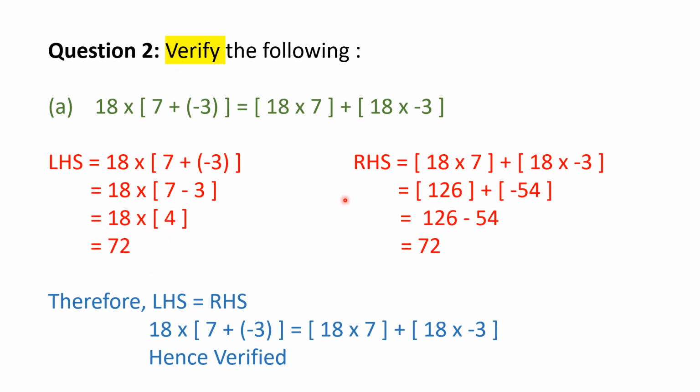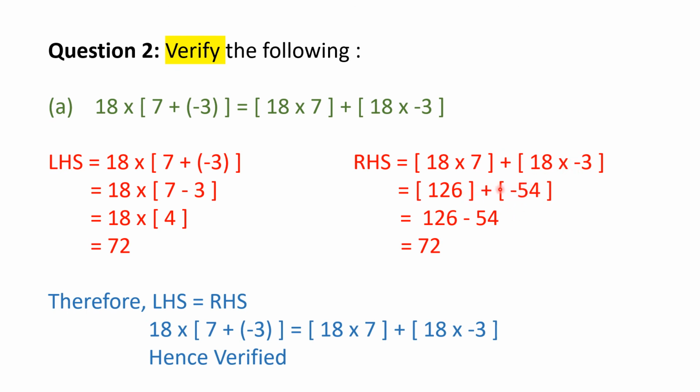Next is the right hand side. We take both the brackets on the right hand side and we solve them. How do we solve it? 18 into 7 is 126. 18 into minus 3 is minus 54, right? Because 18 into 3 is 54 and minus plus is minus, so minus 54.